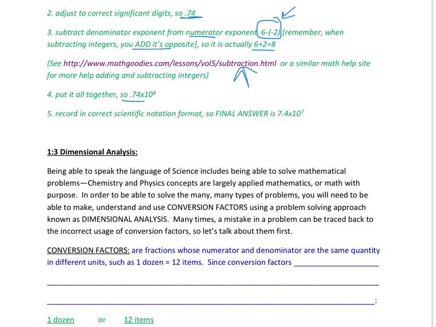So we put all this together and we get 0.74 times 10 to the 8th, but that's less than 1. Remember, it needs to be between 1 and 10 to be correct scientific notation. So we just move the decimal place one spot over, and so it goes from being 8 to 7. So now it's 7.4 times 10 to the 7th.